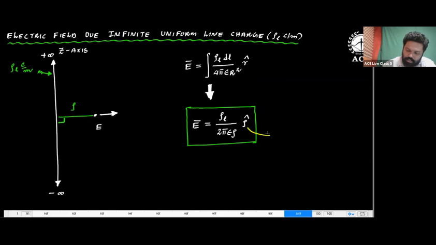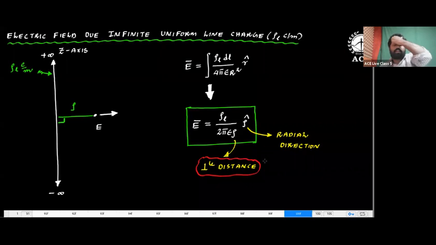So in which direction is this electric field? Let us make some observations here. The electric field is in the radial direction. And what is this rho? It is a perpendicular distance. That means the electric field due to an infinite uniform line charge is inversely proportional to the perpendicular distance, and it is in the radial direction. Clear? Yes.